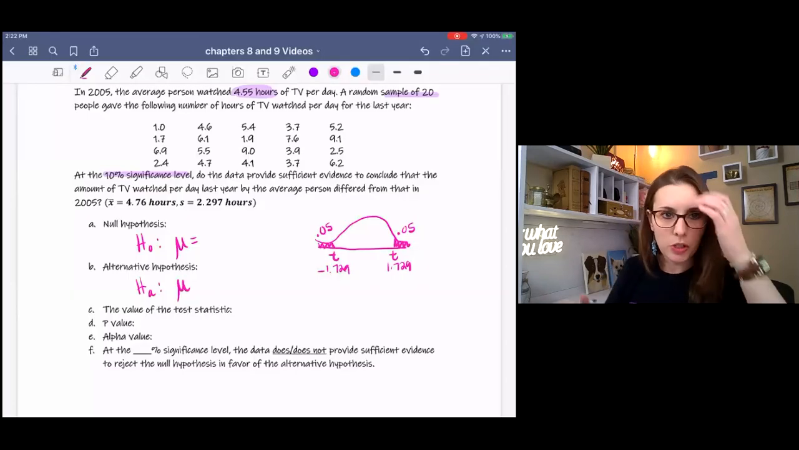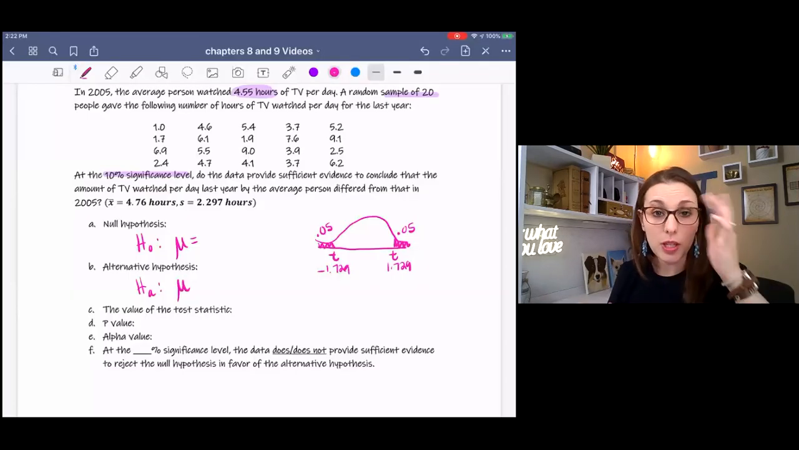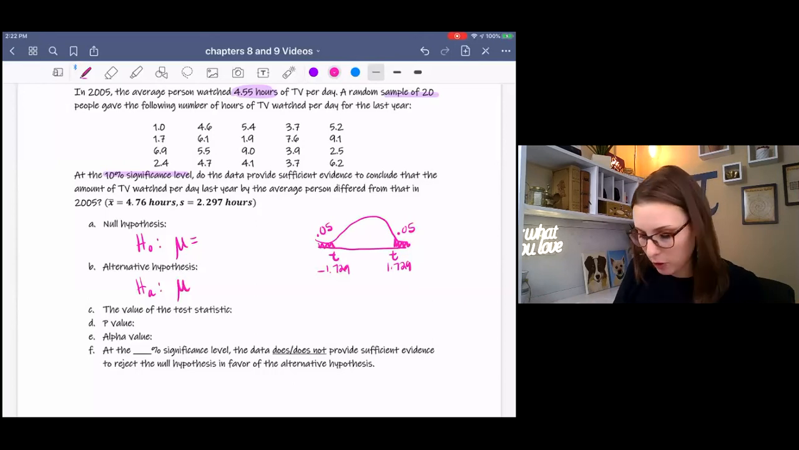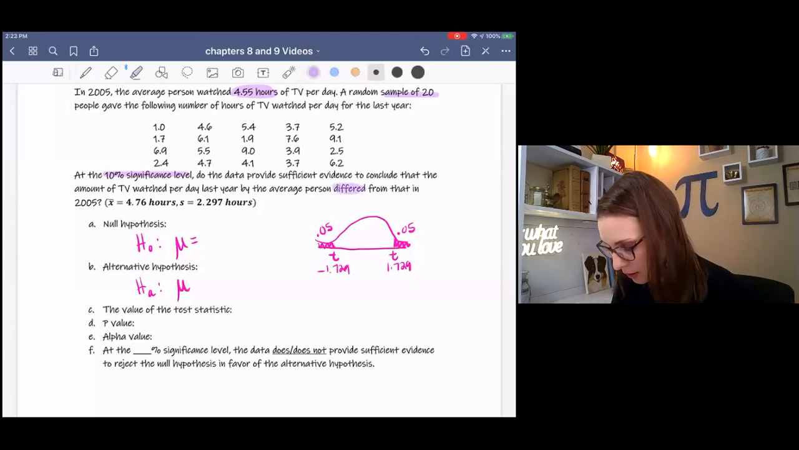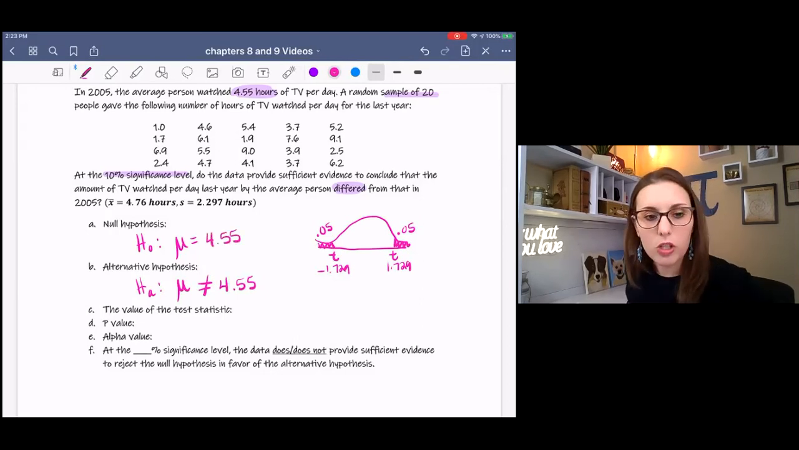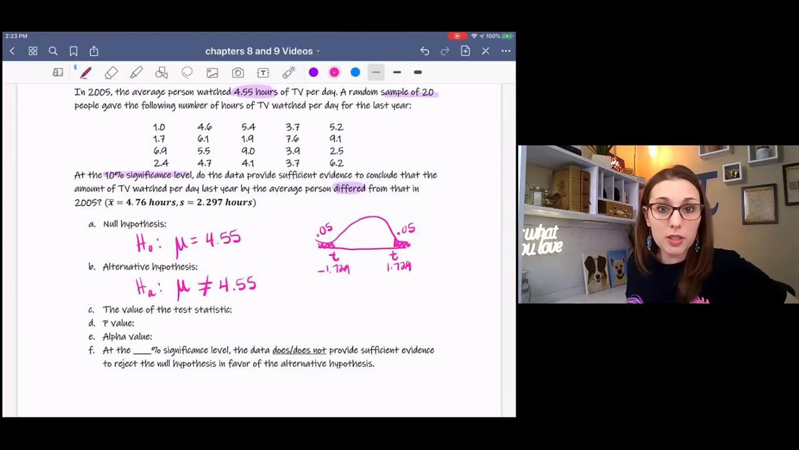So after reading this one, you should see that this is a two-tailed test, because it asks: do the data provide enough or sufficient evidence to conclude that the amount of TV watched per day last year by the average person differed from that of 2005? So when it says differed, that means your alternative hypothesis is not equal to what they think it is, which sets up a two-tailed test.